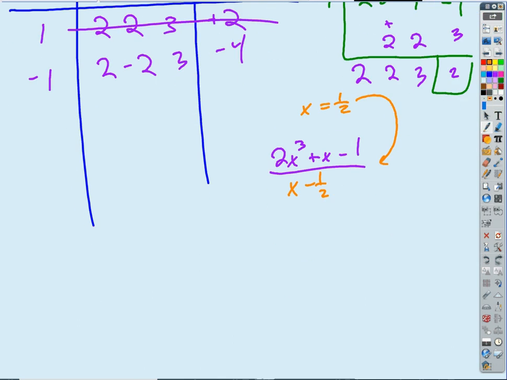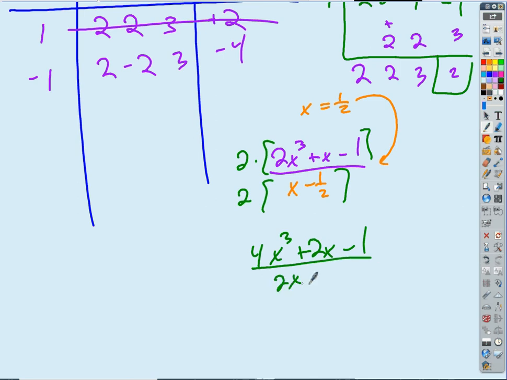That's kind of ugly though. What's wrong with that picture? That's a pretty ugly looking fraction. What would we do there to simplify that? We don't want a complex fraction, a fraction within a fraction. So what could I do to both the top and the bottom to get rid of the 1/2? Multiply by 2. If we multiply through by 2, that's going to give us 4x cubed plus 2x minus 1, and on the bottom, we're just going to get 2x minus 1.